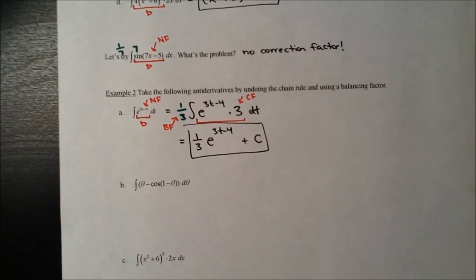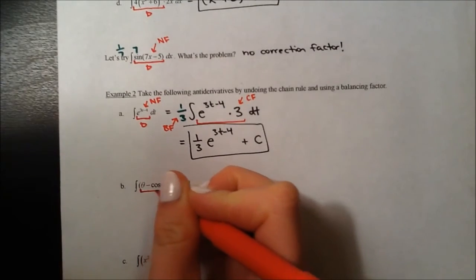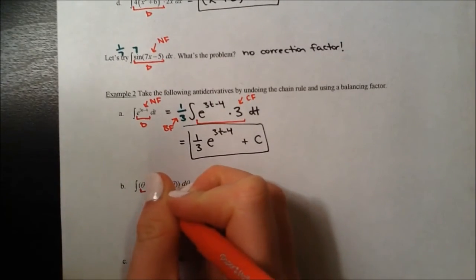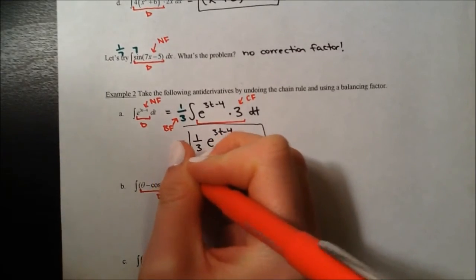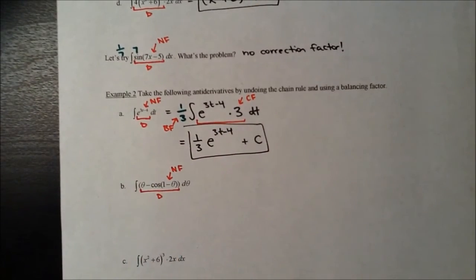Okay, let's do this again. So we've got, this is our main function right here. This is the derivative. We've got a nested function. Okay, and then our nested function is 1 minus theta, so what we're expecting to see would be the correction factor. So we always just kind of throw in whatever correction factor we want. Okay, so works like this.